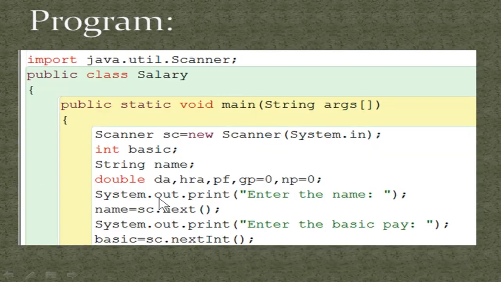The next statement is the input statement. You are going to get the name. So System.out.print, enter the name. So the cursor will be waiting next to that. Whatever text you enter will be stored in the name variable. So you can see sc.next is the token which is used to store the name, strings. In the next line you can see enter the basic pay, which is an integer variable. So you have to use sc.nextInt, which will store the integer value.